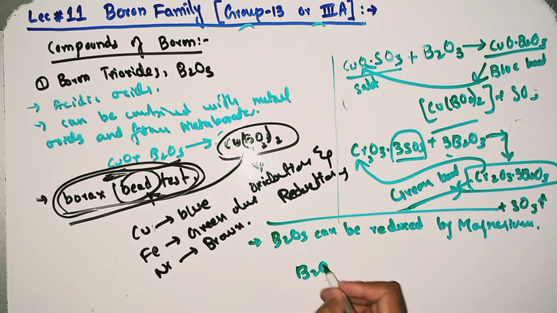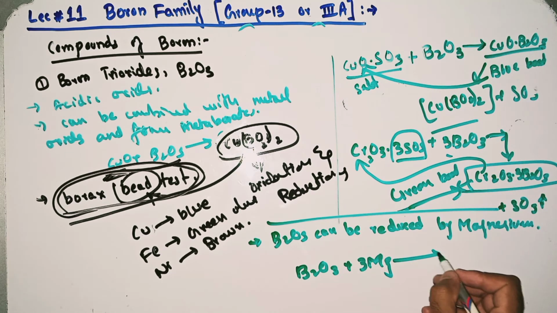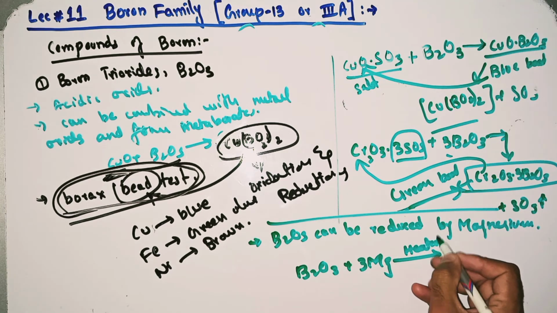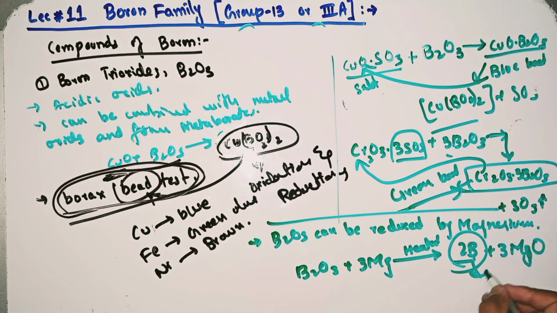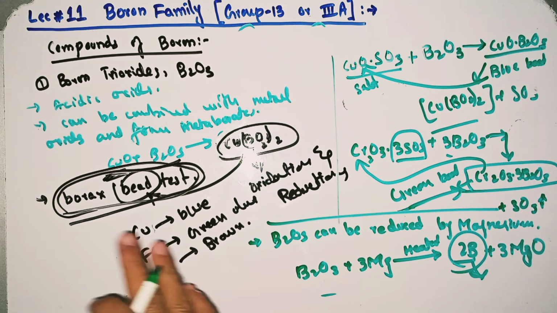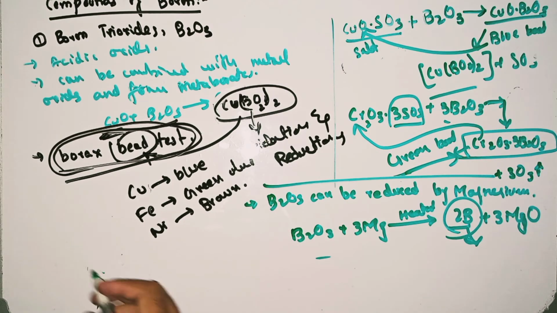For example, B2O3, when heated with magnesium, will produce purely boron: 2B plus 3MgO. After removing the MgO, pure boron is obtained. So boron can be prepared this way, by adding a strong reducing agent to boron trioxide or boric anhydride, which reduces it and produces boron.